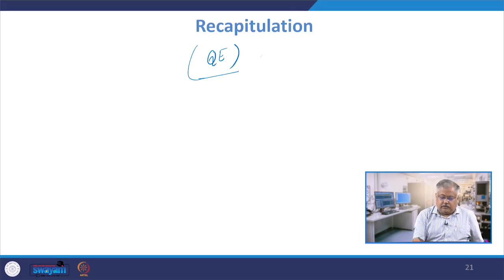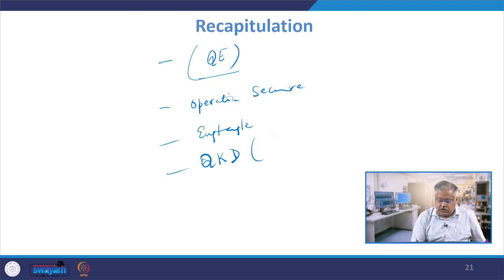Let me recapitulate what we did till now. We explained what quantum entanglement is. We also explained the various types of operations you want to do if you want to use a secure key. Then we discussed QKD, which is quantum key distribution, for secure communication purposes, and finally we looked into the applications of these things. This takes care of our understanding of the quantum state.